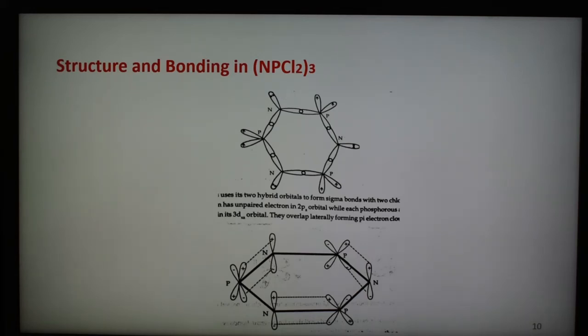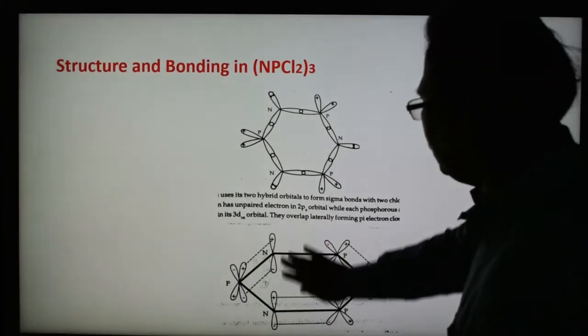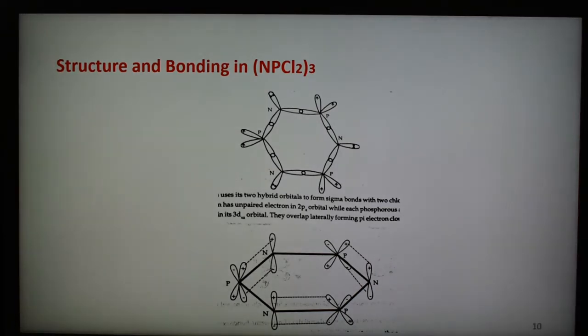Each phosphorus atom uses its 2 hybrid orbitals to form sigma bonds with the 2 chlorine atoms. Each nitrogen atom has an unpaired electron in a 2pz orbital, while each phosphorus atom has 1 unpaired electron in a 3dxz orbital. They overlap laterally, forming the pi electron cloud above and below the ring. So this is their orbital overlap, forming the pi orbital electron cloud.